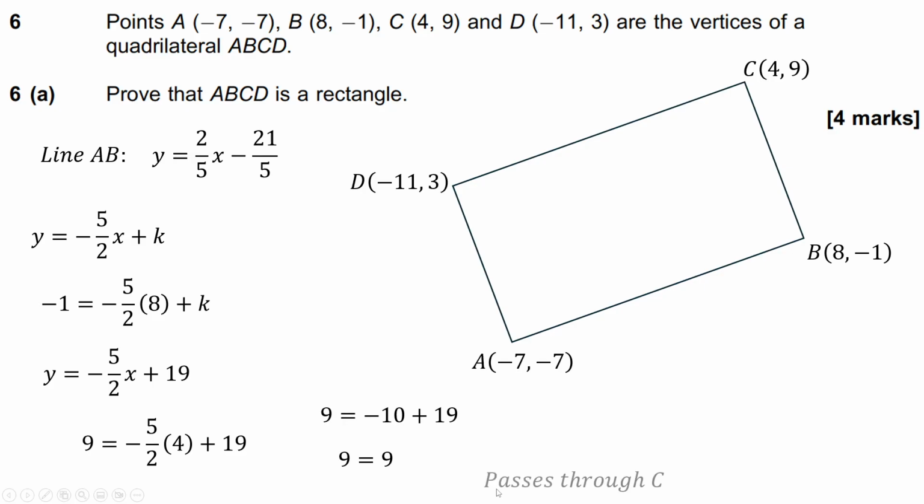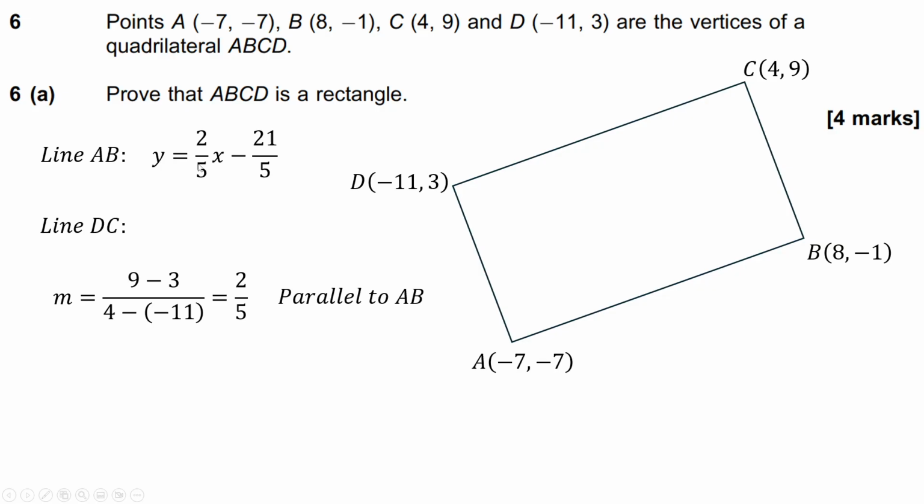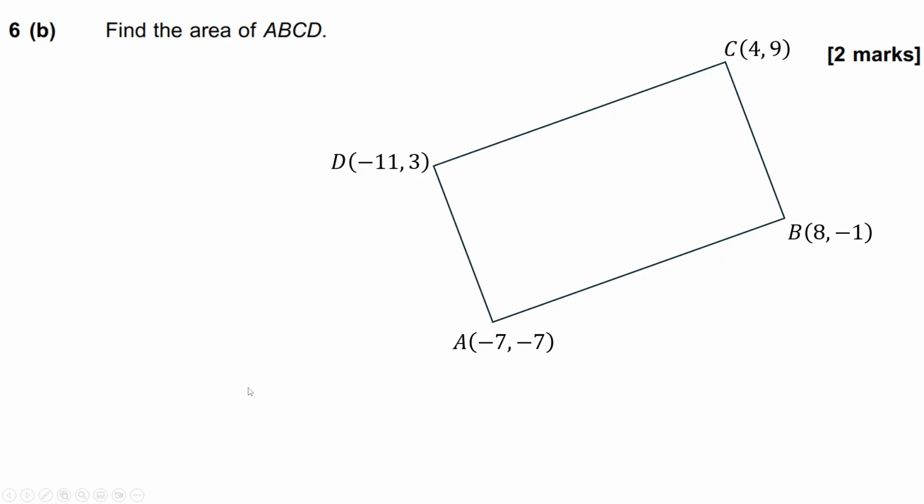You'll get 9 equals 9, so it passes through C. Okay, and then the line DC, just 9 take away 3, 4 take away -11. You'll get 2 over 5. So it's parallel to AB because that has the same gradient.